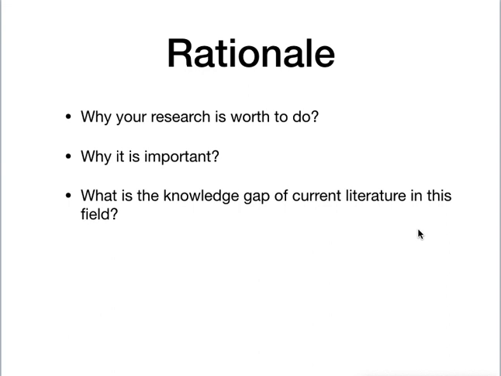First of all, in the rationale, you have to point out what is important: why this research is worth doing, why it is important, and what the current knowledge gap is. So you need to mention the knowledge gap or the current literature in this field, in this topic. And then you are going to fulfill this gap, and you explain what kind of advantages you will get by doing this research.